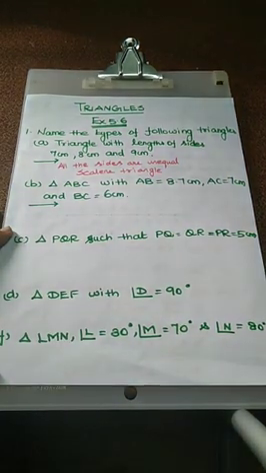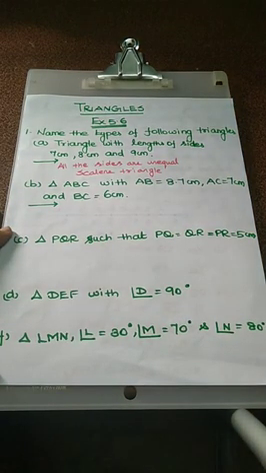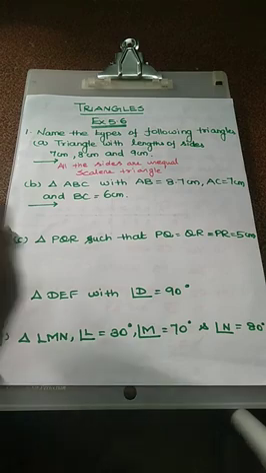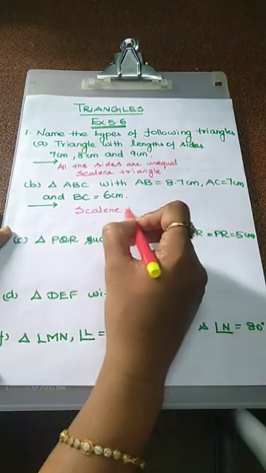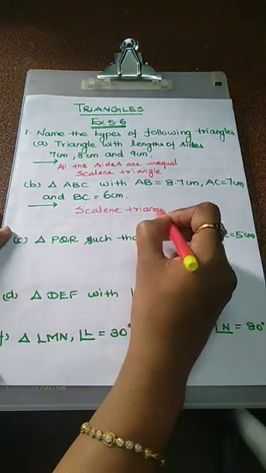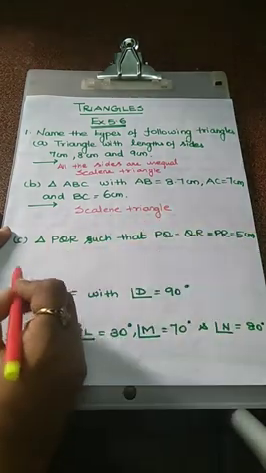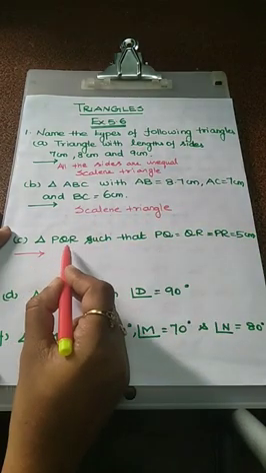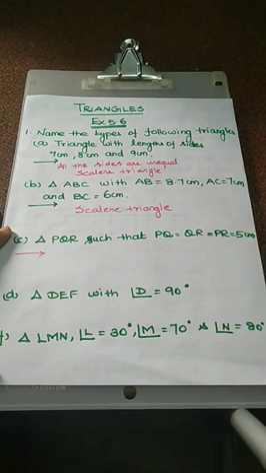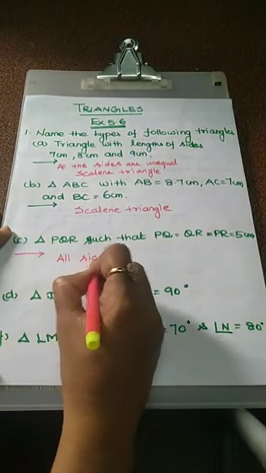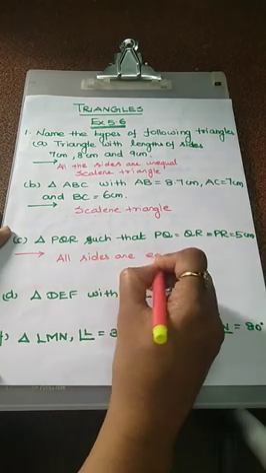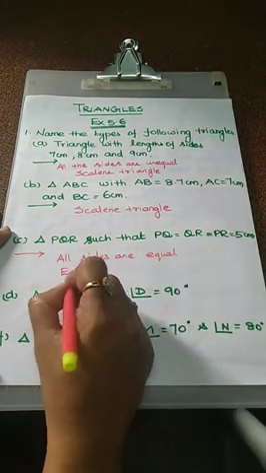Okay. The next one, triangle ABC with AB equal to 8.7, AC equal to 7 and BC equal to 6 cm. You just look at the values and easily we can say this is a scalene triangle, because here also all the side values are unequal. And the third one, triangle PQR such that PQ equal to QR equal to PR equal to 5 cm. All sides are equal, no? So it is an equilateral triangle.